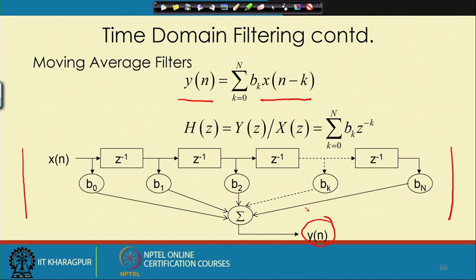So, if you look at the transfer function H(z) equal to Y(z) by X(z), we get the form given here. It is also expressed in terms of the coefficients b_k.